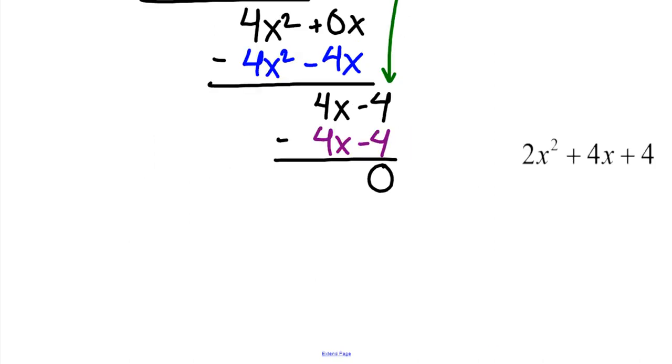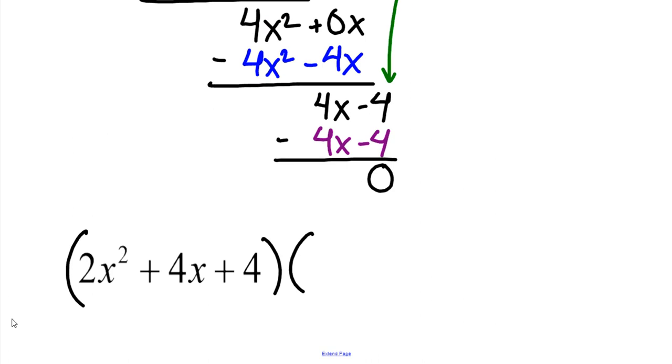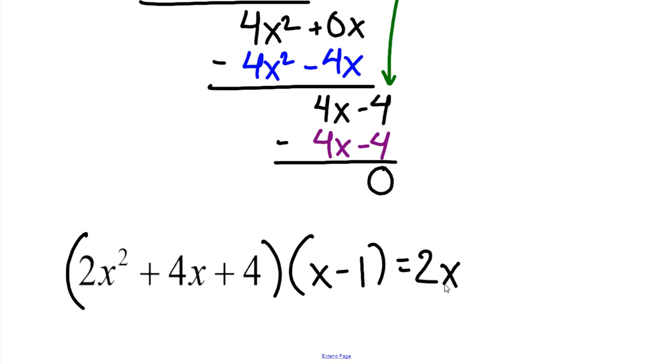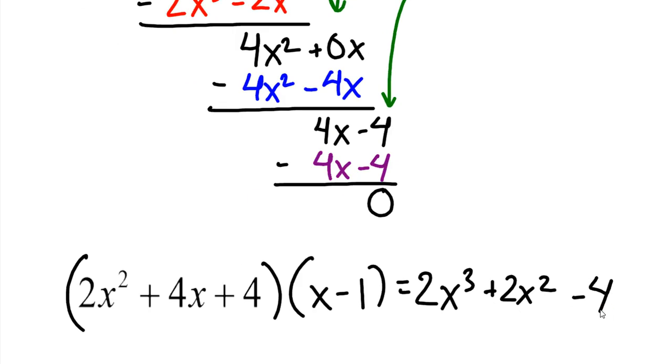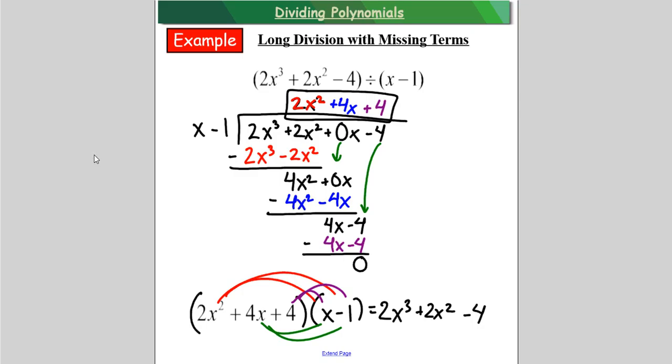How could I check? I could check by taking my answer of 2x squared plus 4x plus 4 and multiplying it by x minus 1. Have to do some double distribution 3 times here. And I would get my original statement of 2x cubed, I think it was plus 2x squared. Is that right? 2x cubed plus 2x squared minus 4. If you want to, check it for yourself. You would do double distribution 3 times, and you'll end up getting that statement. So there you go. That's how we can use long division when I can't factor the first statement.